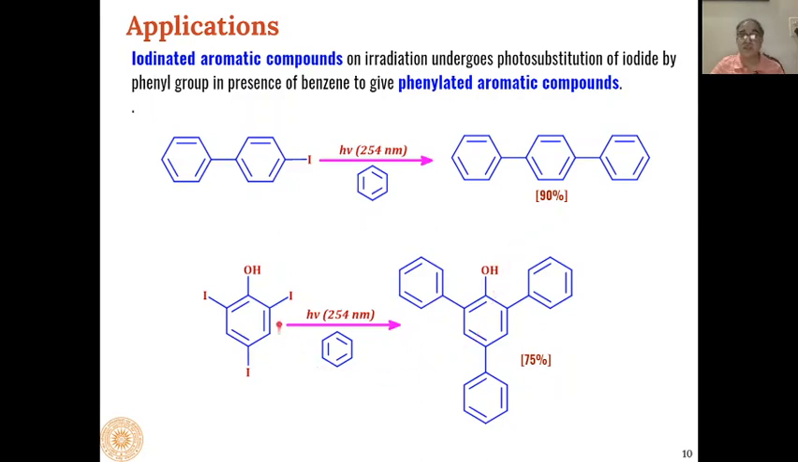Similarly, if this type of iodo substituted phenol is photoirradiated at this wavelength in presence of benzene, then all the three iodine atoms present at these positions will be photosubstituted by three benzene rings, and the product is formed in 75% yield.